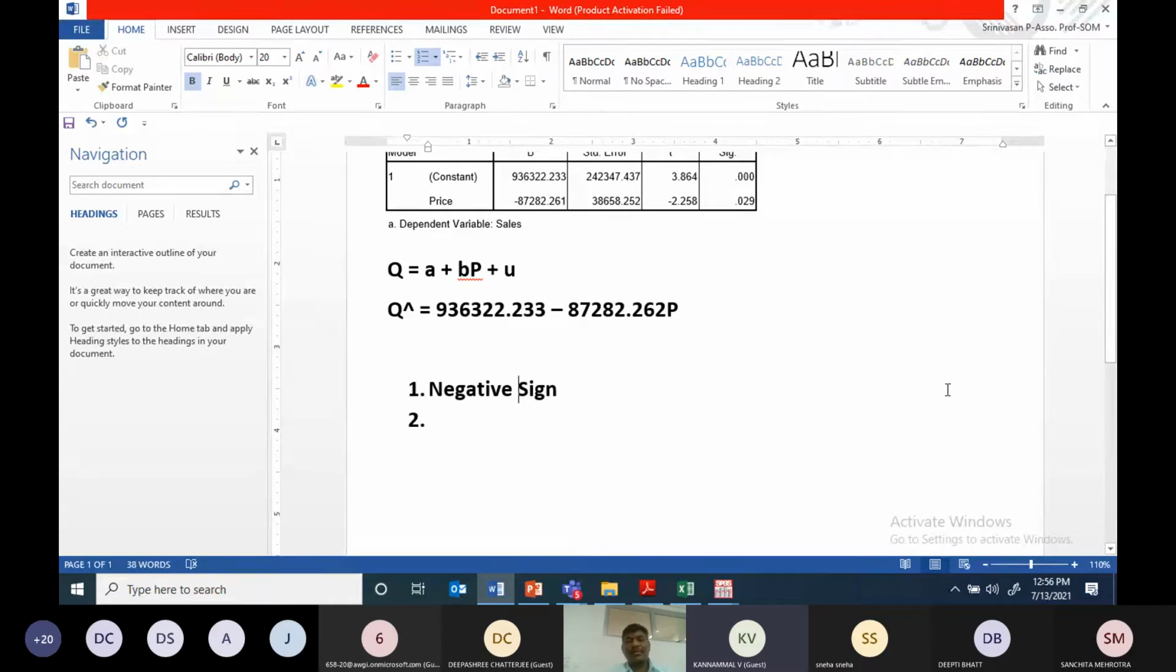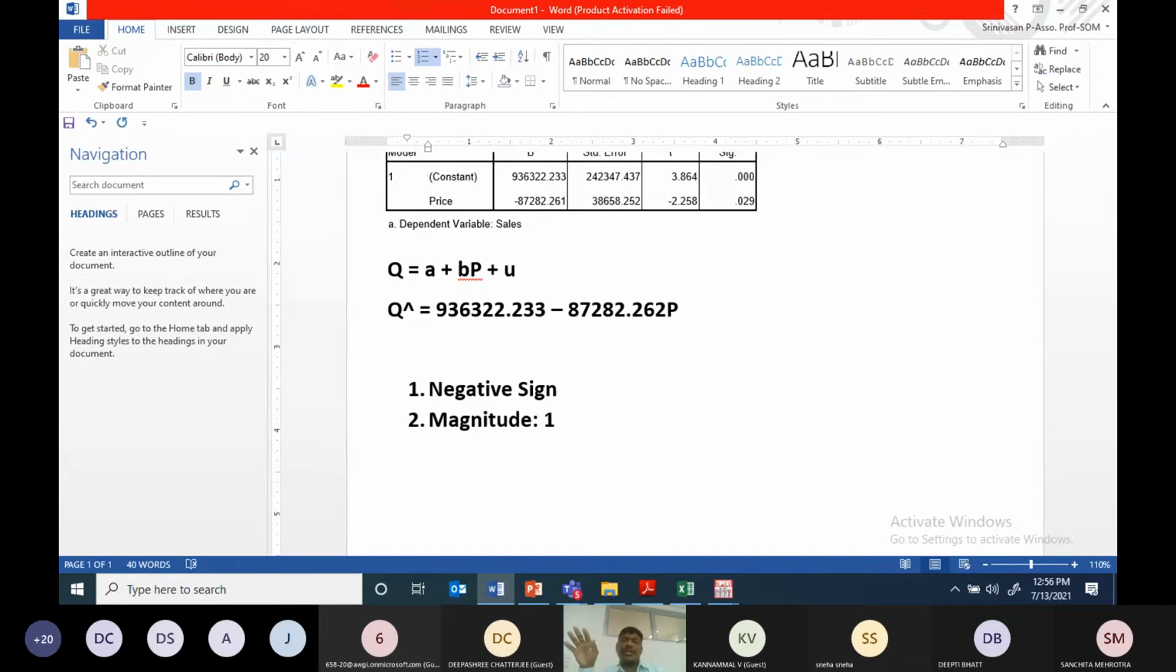Second interpretation, very, very important: magnitude. What is magnitude? 1 unit. How to write? I'll tell you. This is the way of writing the interpretation for a regression model. So 1 unit, or not unit.